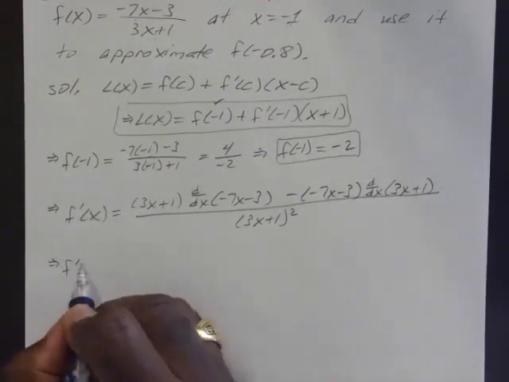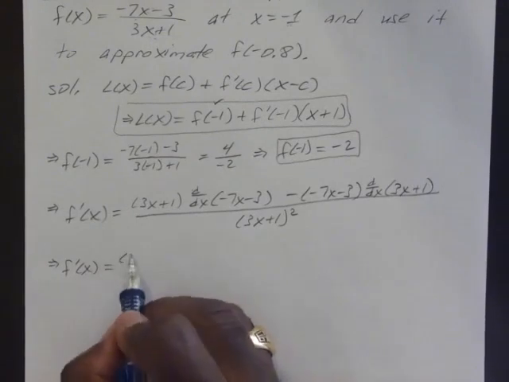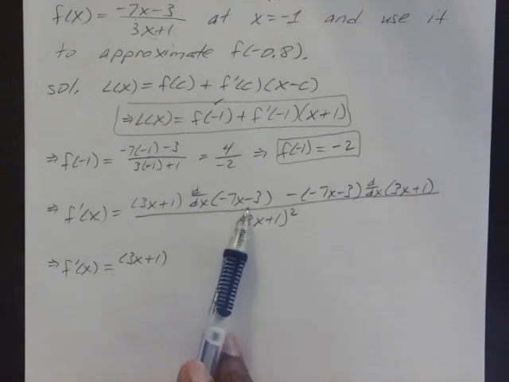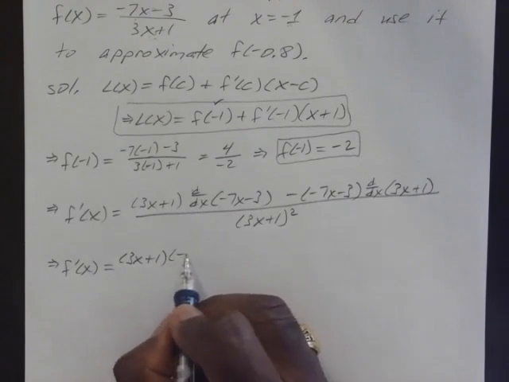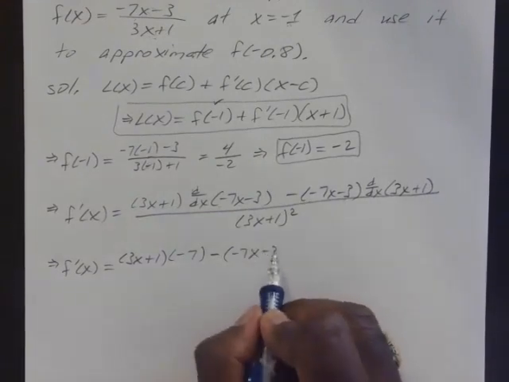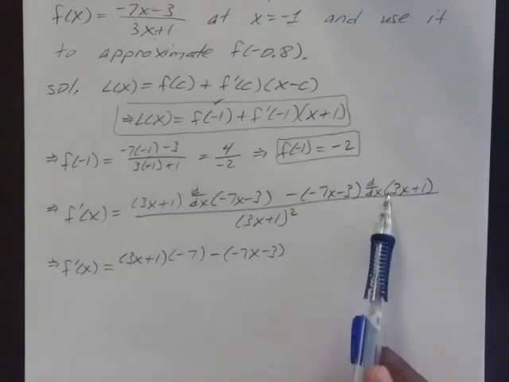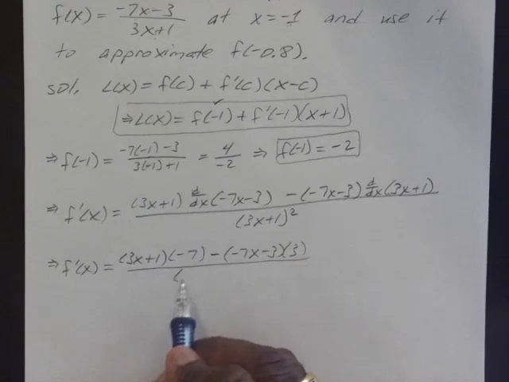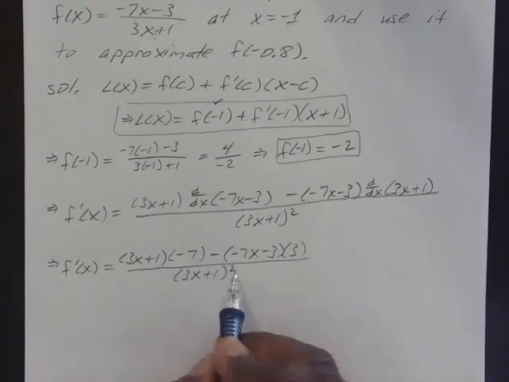So that means our f prime of x is equal to 3x plus 1 times the derivative of negative 7x minus 3. That derivative is just negative 7. Minus, we have our negative 7x minus 3 times the derivative of 3x plus 1, which is just 3. That's all over 3x plus 1 squared.